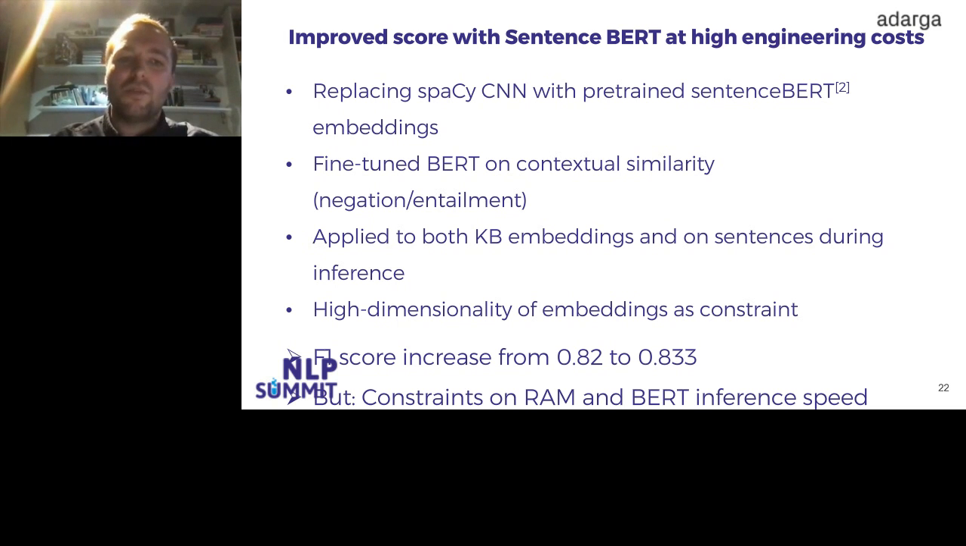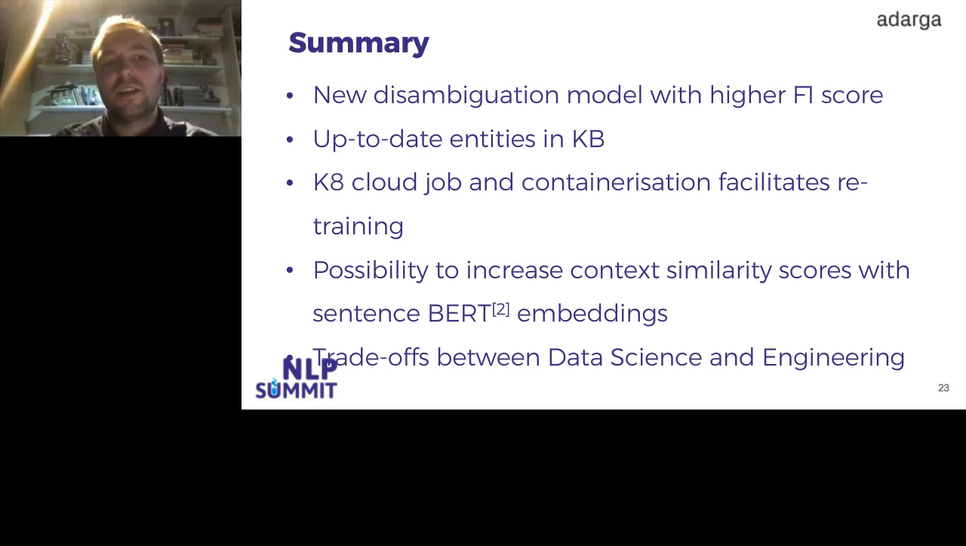So the things to take away from this are definitely that we did get a better model both ways, with the retraining and the SentenceBERT, with up-to-date entities in a knowledge base, and we set up a new environment to retrain this more easily. We could maybe in the future implement some BERT solution, but at the moment the trade-off between data science and engineering, in the form of constraints in embedding space and constraints in inference, was just too much. So we decided to not go for the higher accuracy, but for something that fits into our architecture and our engineering environment. That was it from us.